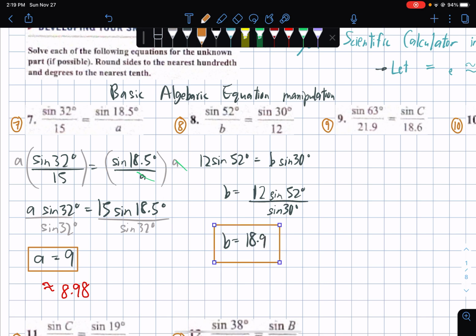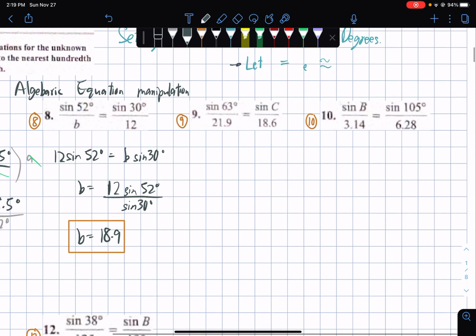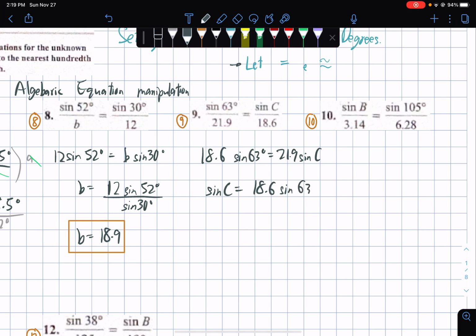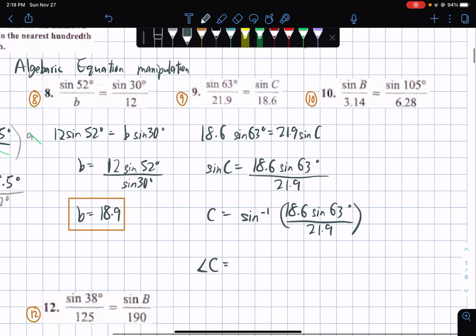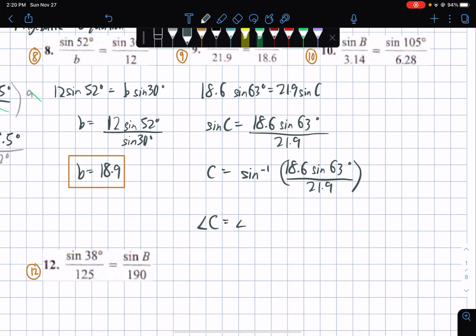So that's the answer for number 8. Number 9. There you go. And divide both sides with, I suppose, 21.9. And look for the arc sine of everything in this fraction. Angle C would be equivalent to 49.2 degrees.